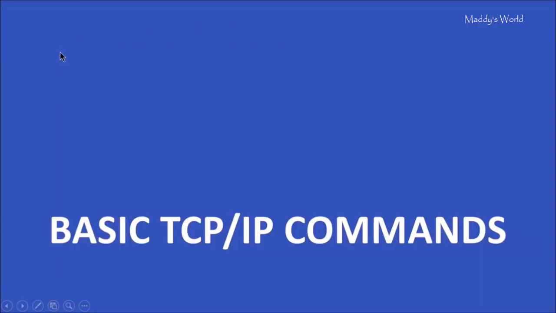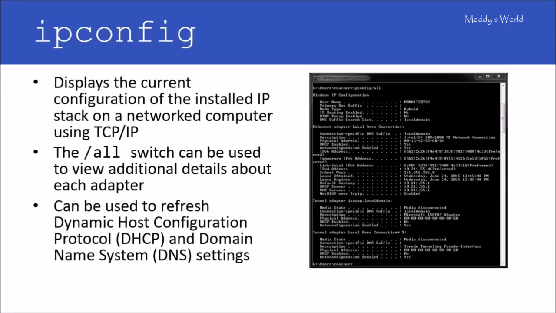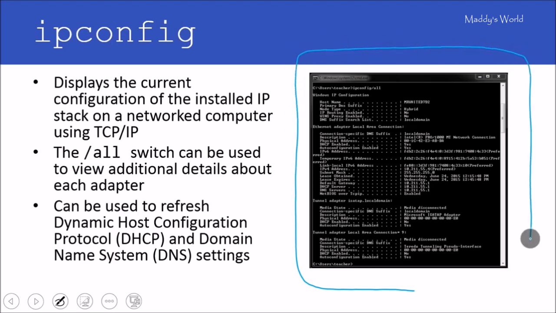So, all right, let's roll into TCP/IP commands. We'll start with the basic ones. ipconfig. ipconfig is super useful. It displays the current configuration of your installed IP stack, right? If you use it with the /all switch, it'll give you a lot of additional information. And that's actually what you see here on the right-hand side of the screen. So that is the ipconfig /all command in action.